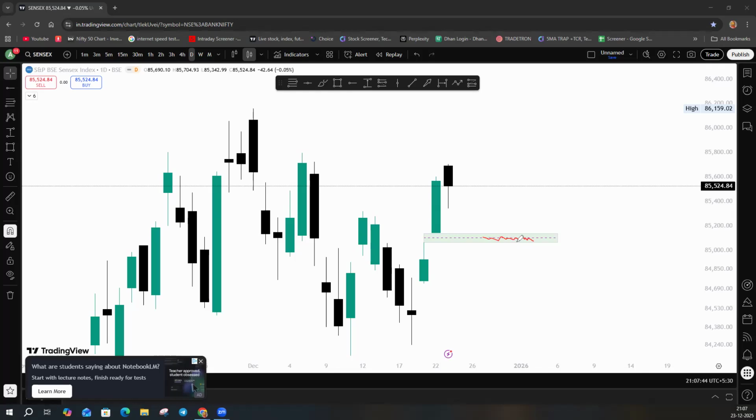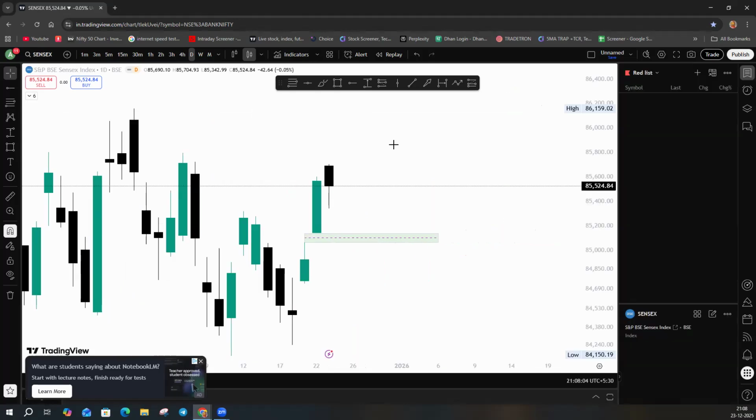As soon as this gap is filled, you just take the exit from the put option and wait for the market to give the direction. So this is how you have to trade. After this gap fill, we can again witness the market giving a short rally upside. So this is the view for the Nifty and Sensex for tomorrow as per the monthly analysis.